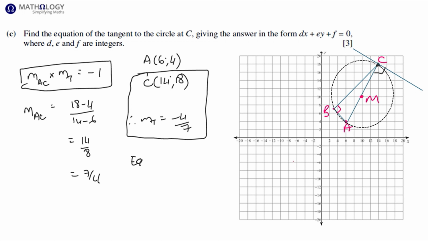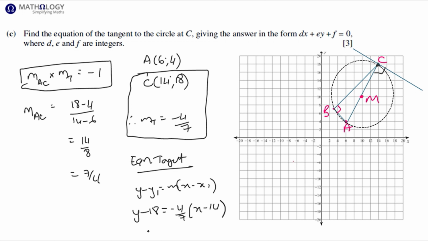So the equation of the tangent: y minus y1 equals m times (x minus x1). So y minus 18 equals minus 4 over 7 times (x minus 14). y equals minus 4 over 7 x plus 8 plus 18. So the equation of the tangent will be y equals minus 4 over 7 x plus 26.